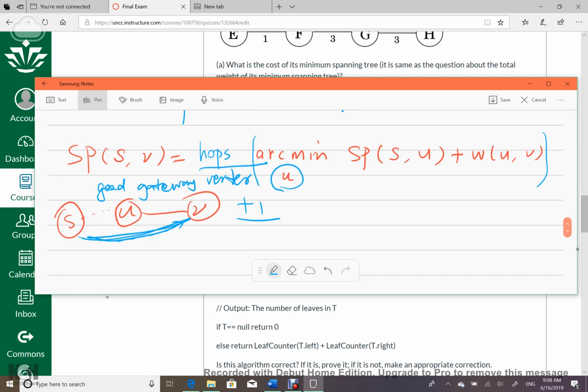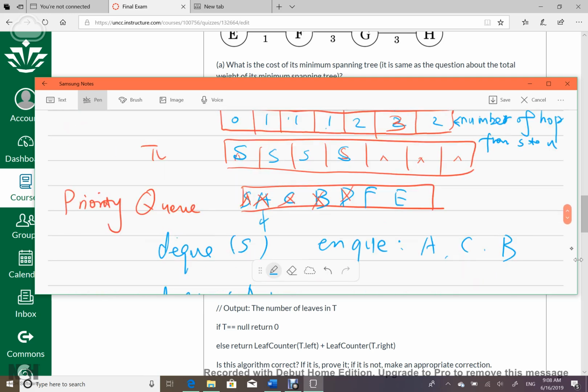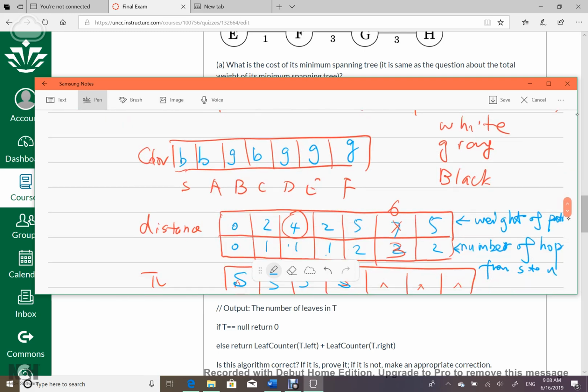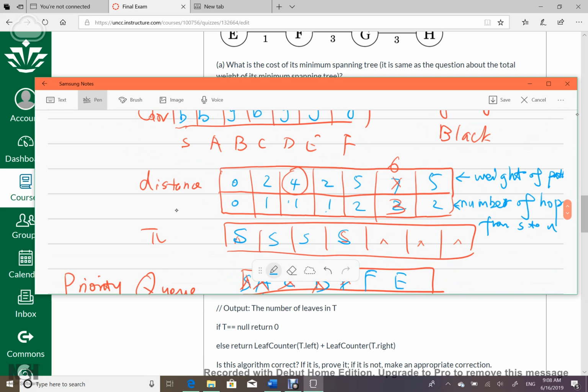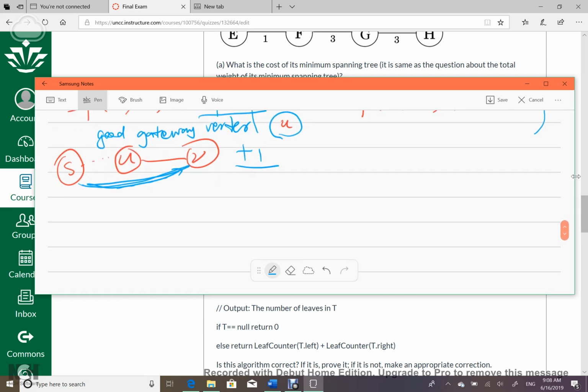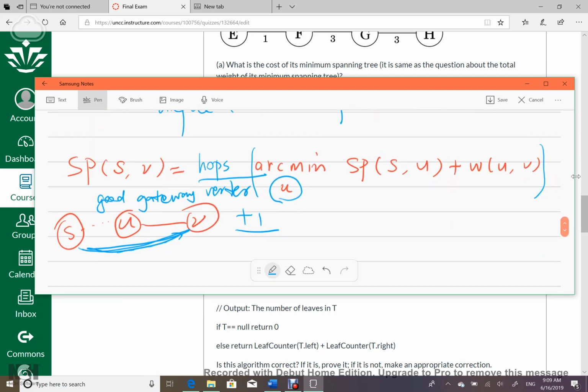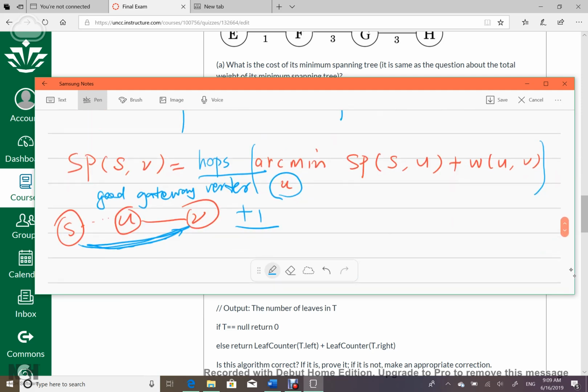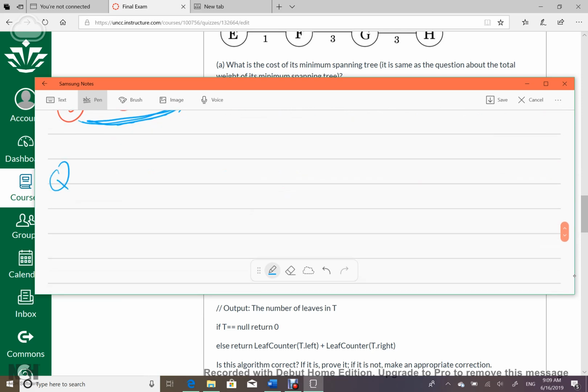So you just need to change, you follow the same procedure. Every time when you check this vertex, you pick up from here. This is the number of hops, right? And this is the weight. Okay, I think we finished this step. So it means when you use the BFS, when you check the adjacent vertex, you check this formula to update that weight, right? Okay, this is a question.